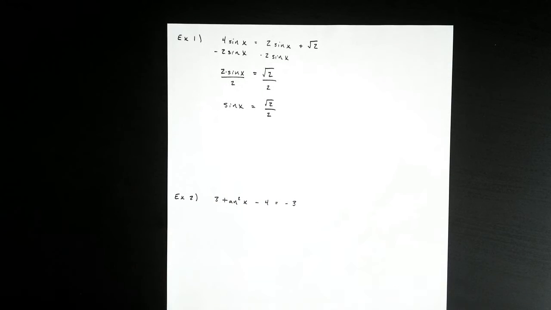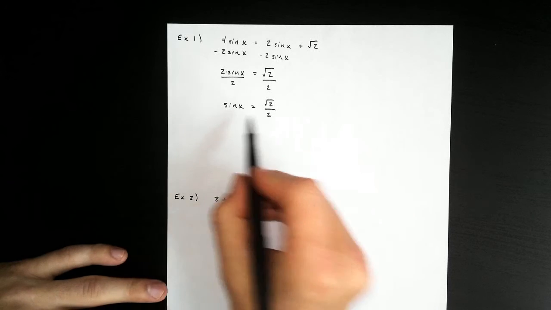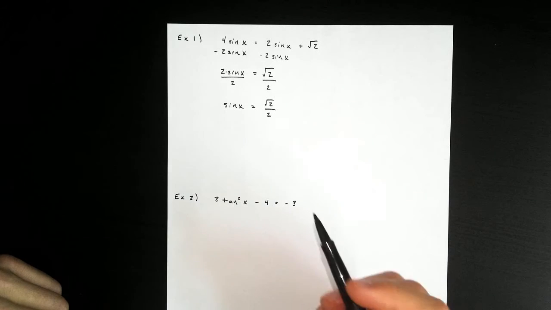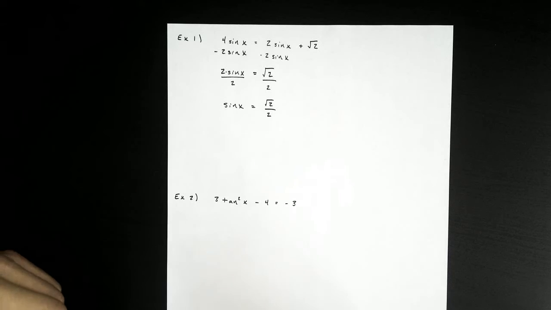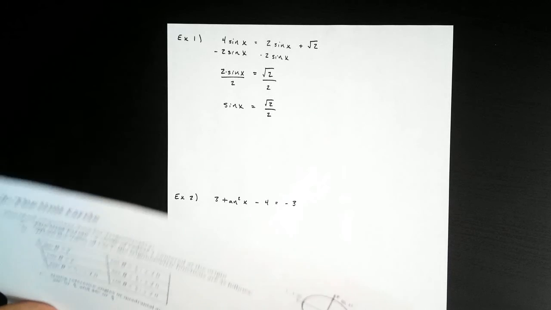We can use the unit circle to help us out with that, or we could think about it like we're taking the inverse of both sides. The only thing with the inverse is it does have a restricted domain, so it's not going to give us the infinite number of solutions that we want.